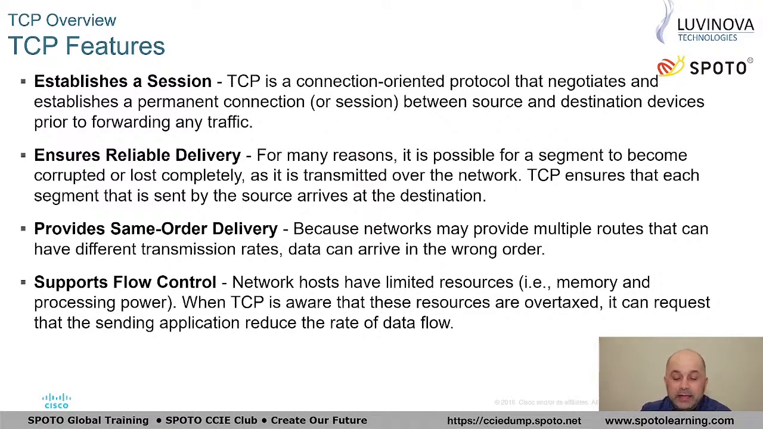Network hosts have limited resources. When TCP is aware that these resources are overtaxed, it can request that the sending application reduce the rate of data flow. Auto negotiation always must be the same. That's why TCP keeps looking for the best communication channel, and if it changes, it asks both sides to change their communication channel.